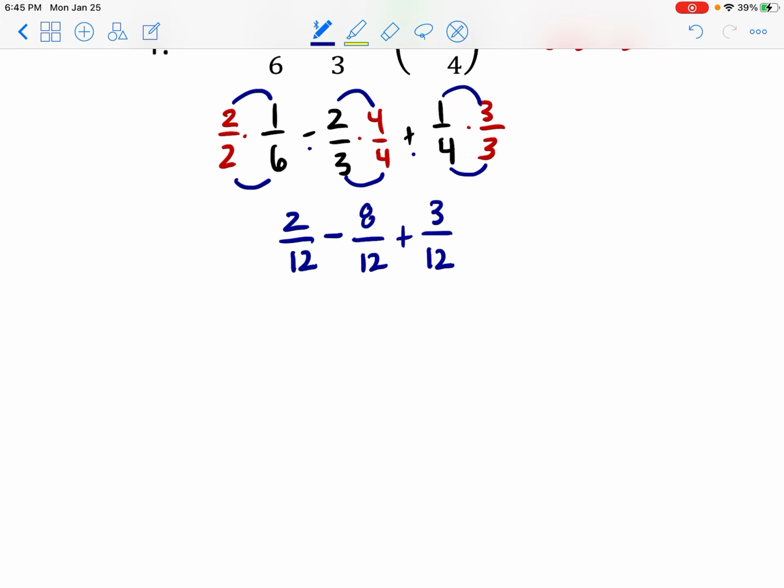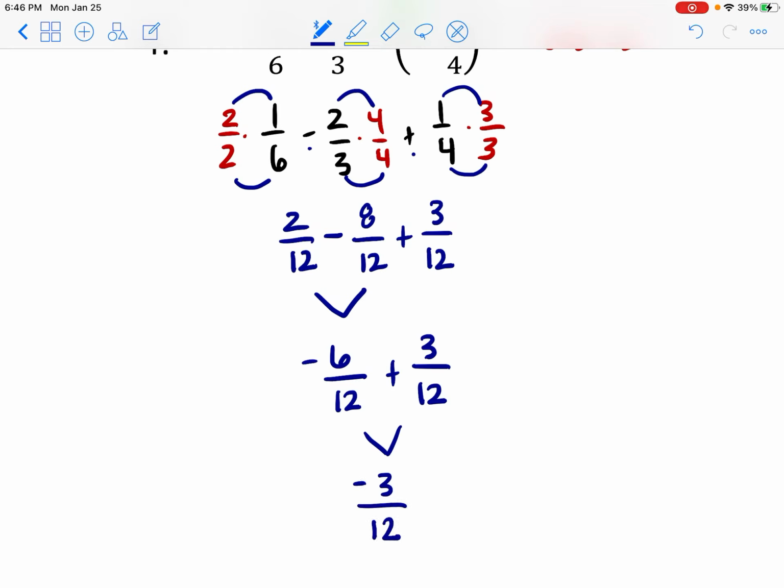We can go left to right with this. So I'm going to put these two fractions together. One's a positive, one's a negative. Different signs, find the difference. So the difference between 2 and 8 is going to be 6. And again, 12. Since the 8 was bigger, this is going to be a negative 6. Bring down my plus 3 over 12. And then put these two together. So again, different signs, I find the difference. The difference between 3 and 6 is going to be 3. Keep the sign of the bigger number.